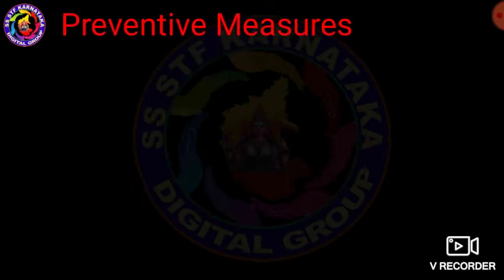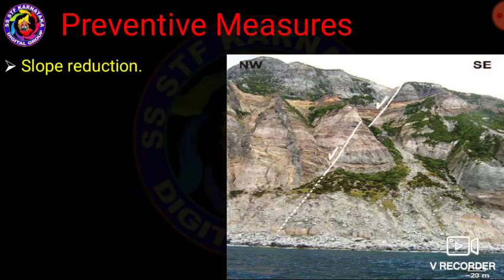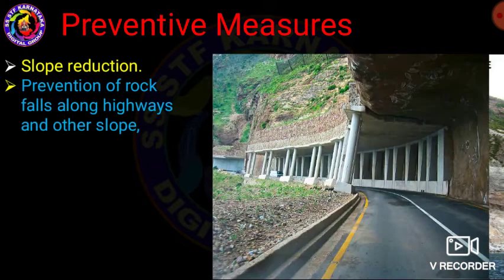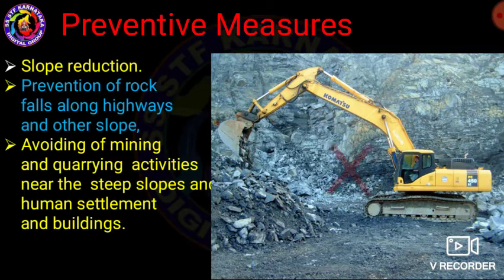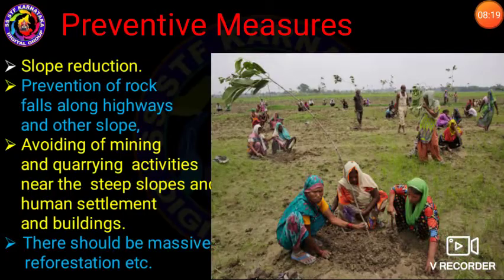And what are the preventive measures? What are the precautionary measures of the landslides? My dear students, the preventive measures of the landslides: build slope reduction. Then prevention of rock falls along highways and other slopes. Very important. Understand? Then avoiding mining, human settlement and buildings. There should be massive reforestation, steps to reduce the occurrence of the landslides. These are the preventive measures.